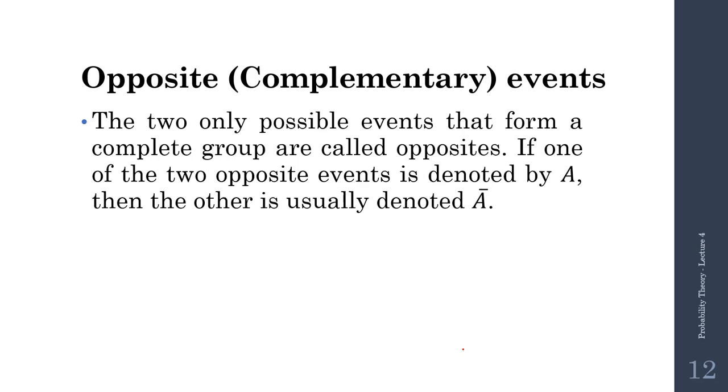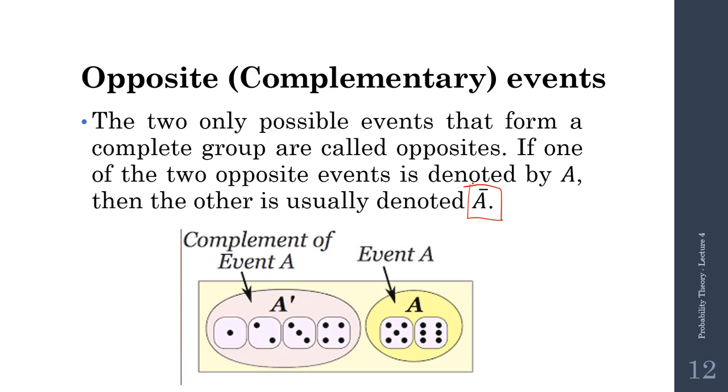Opposite events. The two only possible events that form a complete group are called opposites. If one of the two opposite events is denoted by A, then the other is usually denoted with a bar over A. For example, when you roll a die, you may get one of 6 outcomes. If event A is getting number 5 or 6, the opposite or complementary event for A will be 1, 2, 3, 4 appearing.